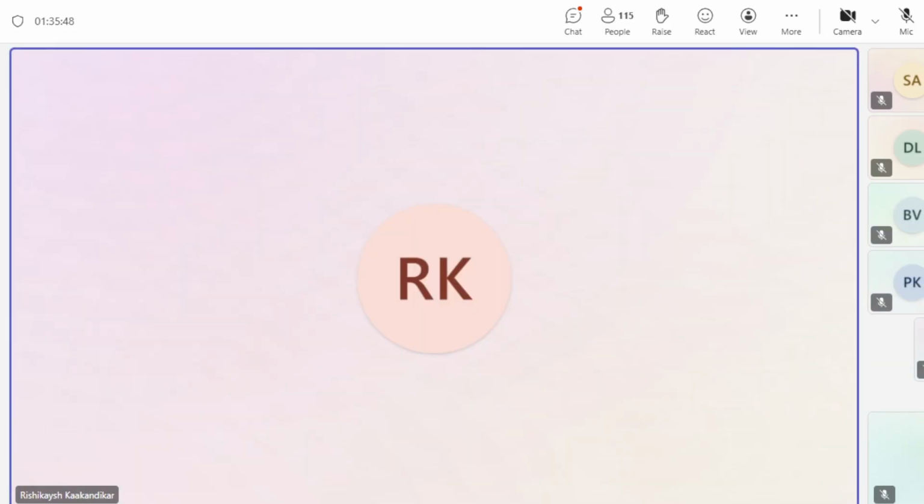Now I request everybody to please appear for the examination and fill the feedback form available on the Atal portal. And please rejoin at 7:20.